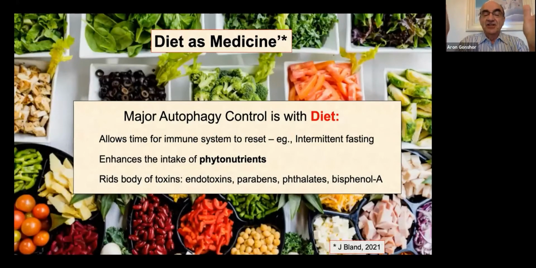And what is the major autophagy control? Well, we know what it is. It's diet. And so you get the concept, which has been around for a while, but I want to stress it. Diet as medicine. Why? It allows time for the immune system to reset. This whole idea of intermittent fasting, which we'll go into in a few minutes. Enhancing the intake of phytonutrients. Ridding the body of toxins. Nothing that you don't know, but we're now putting it in a conceptual construct that'll give you a better idea of what's going on. Get rid of those endotoxins. Get rid of the parabens, the phthalates, bisphenol A, etc.